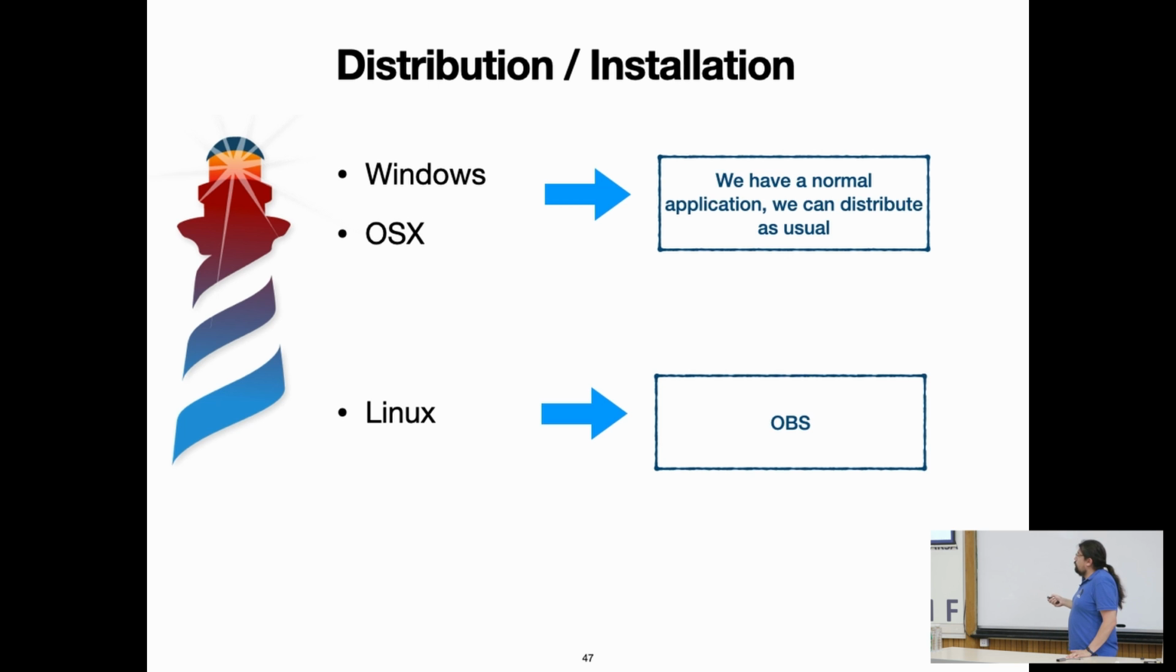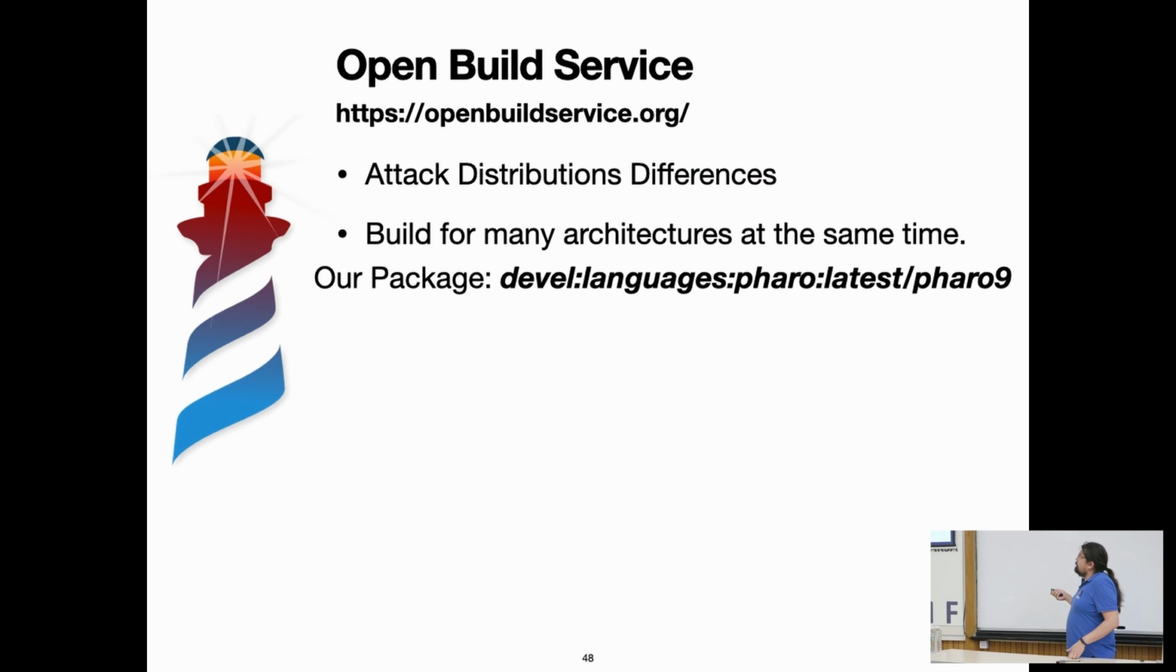For Linux, I would like to talk about the solution that we propose. For Linux, we propose to use OBS, or Open Build Service, which is basically a really nice way of handling the differences between distributions. If you are developing Linux applications, you should know, or you should already suffer it.